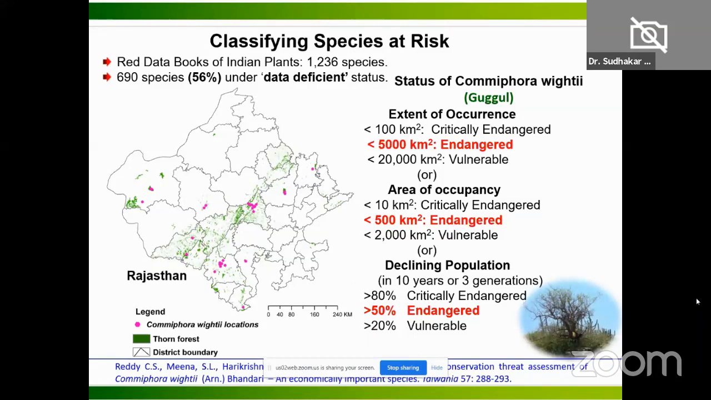So we can use remote sensing data and ground measurements. We can integrate both the field information and remote sensing, so we can categorize the majority of the data deficient species under some kind of threat status.